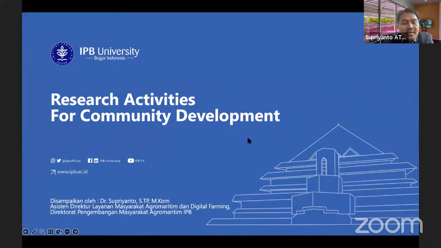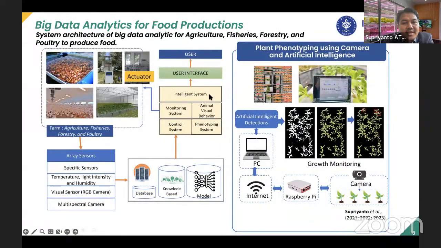And we are also still developing some research activities for community development, such as how to utilize the Internet of Things for the monitoring and control of our greenhouse. Mainly our greenhouse is already implemented with the monitoring system, but in the future we would like to also develop the plant phenotyping system inside our greenhouses. And we will start this year for the seedling, but the research already started previously in the research step.